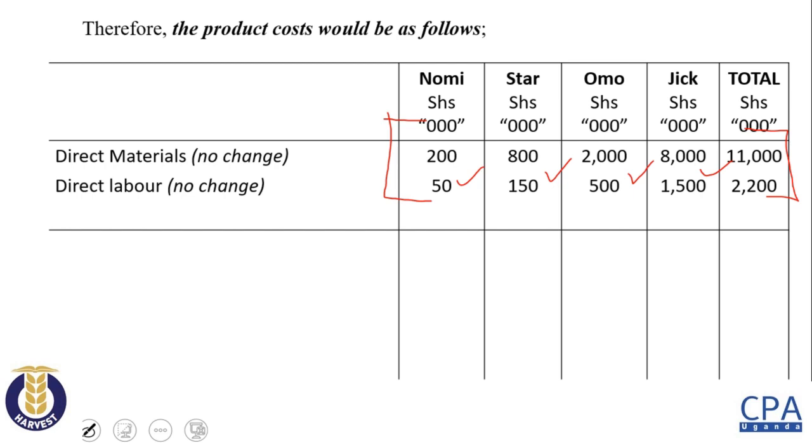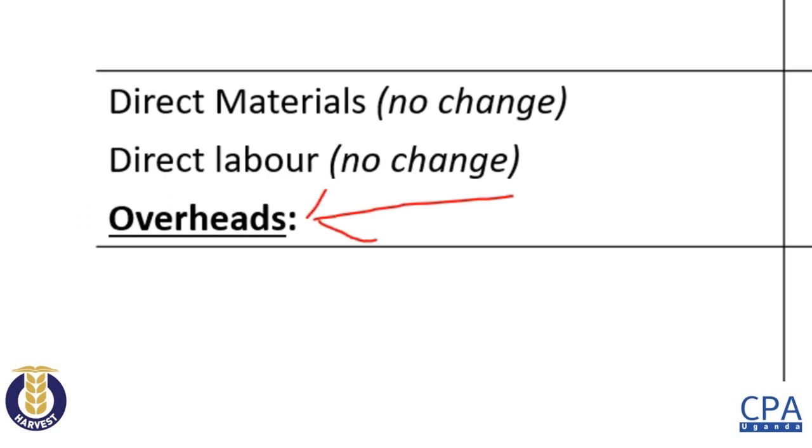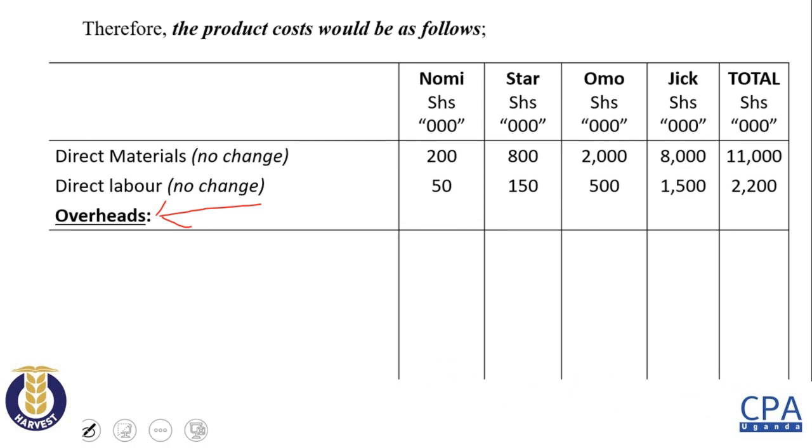So the gist of the discussion under activity-based costing, which differs from the absorption costing approach, is on the overheads, okay? It is on the way the overheads are charged to the different products. So the overheads, as we have already mentioned, are a big problem, and therefore they have to be carefully handled during the costing process. So let us look at how activity-based costing handles the issue of overheads.